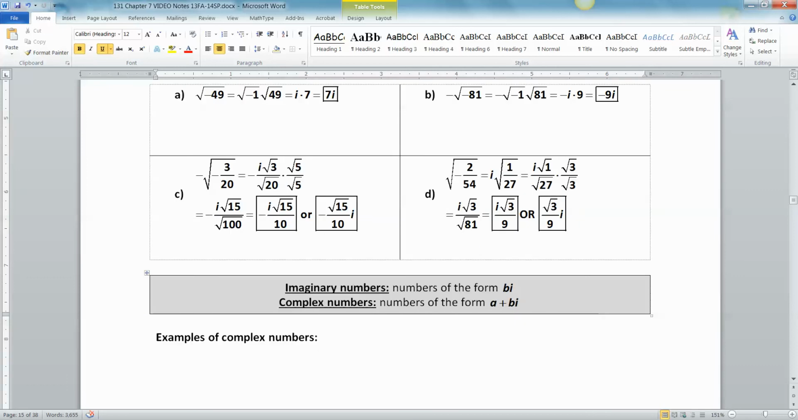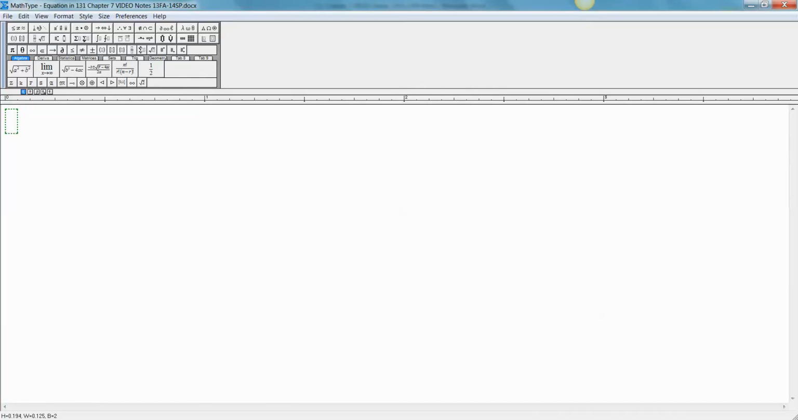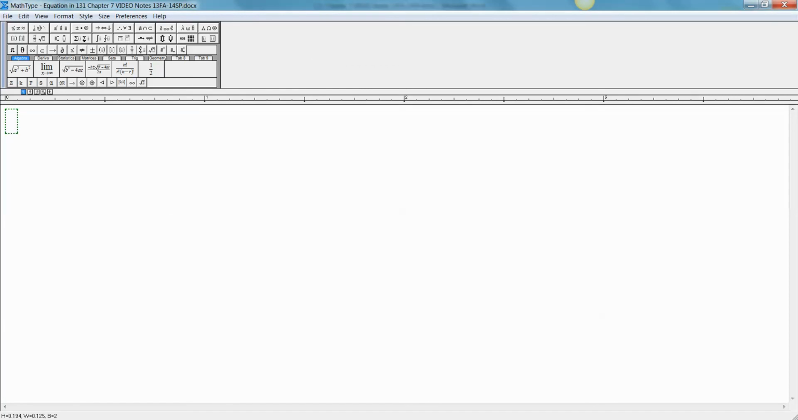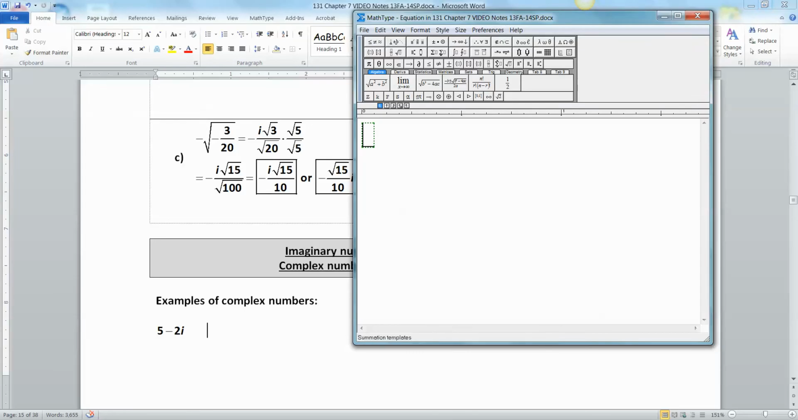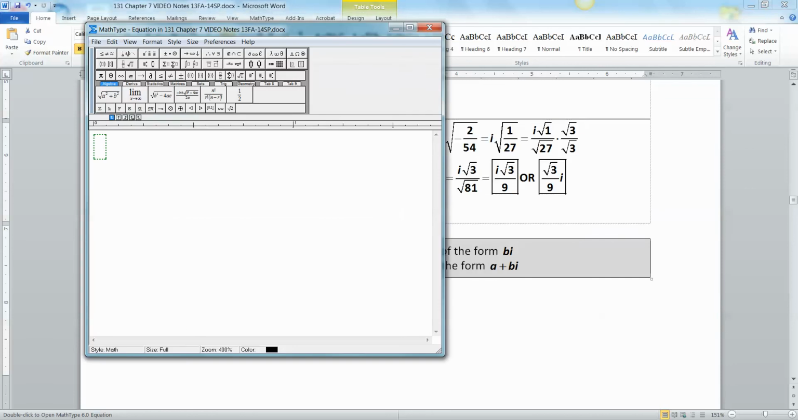And that leads to a whole other set of numbers called the complex numbers, which we're not going to really deal with much here, but they're of the form a plus bi. So you could take like 5 minus 2i. That's a complex number. Or, let's think of the one we just had. It was square root of 3 over 9i. So I could say 17 plus the square root of 3 over 9, and then put the i in the back.